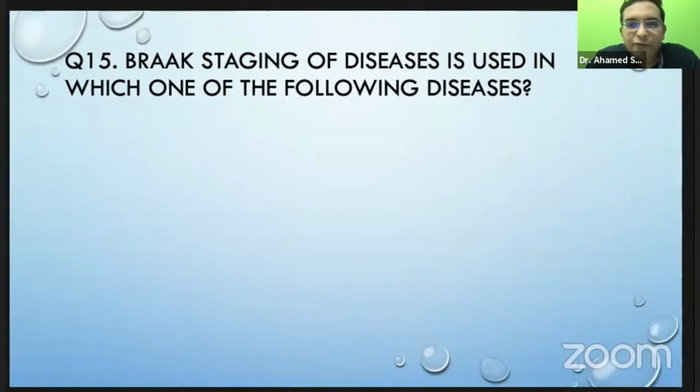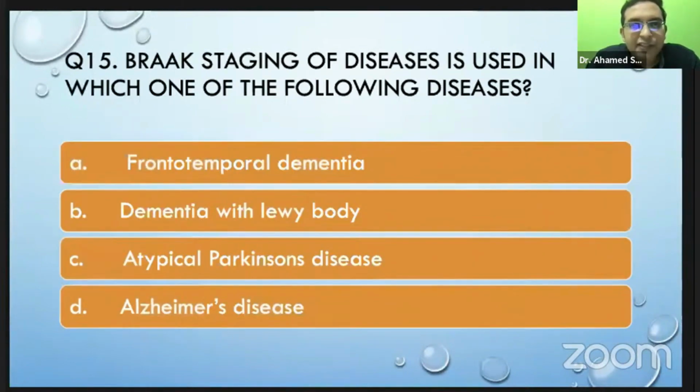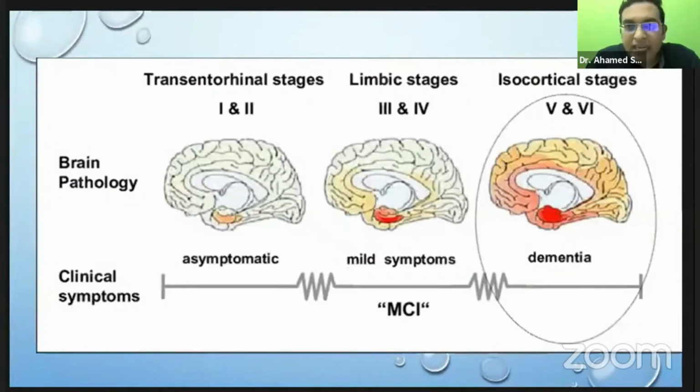Braak staging of disease, if anyone can comment in the chat box, you can do that. Is it used in any other disease actually? There are 6 stages in Braak and Braak staging. That is the transentorhinal stages, in which the patient will be asymptomatic. Then the limbic stages, then it spreads to the cortical stages, where the patient will have major cognitive impairment.